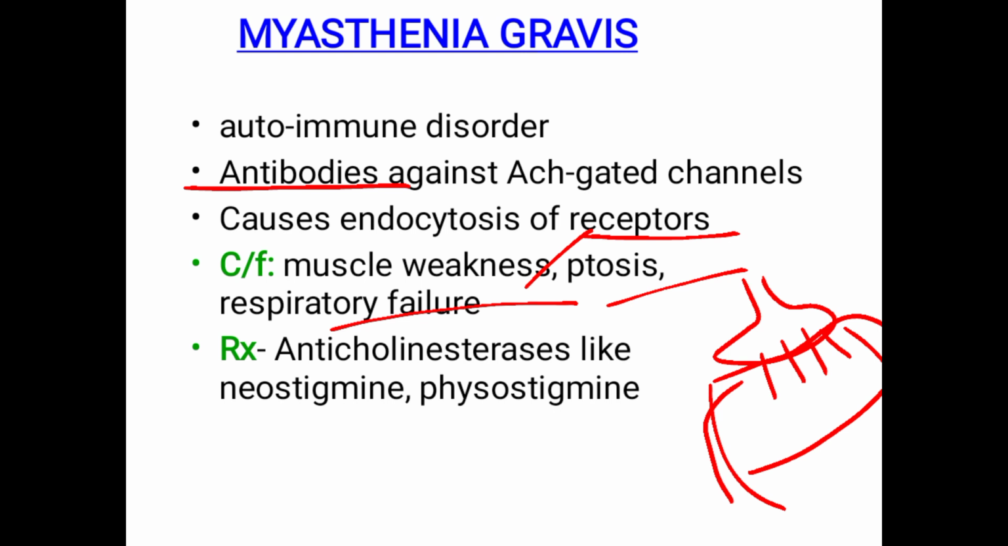Antibodies will be formed against the acetylcholine-gated channels. That will prevent the binding of acetylcholine, and so prevent further transmission of impulses to the muscle. That leads to muscle weakness, ptosis or fatigue. If the respiratory muscles are involved, there is respiratory failure and death of the person can take place. You can prevent this by giving anticholinesterases like neostigmine and physostigmine. Thank you.